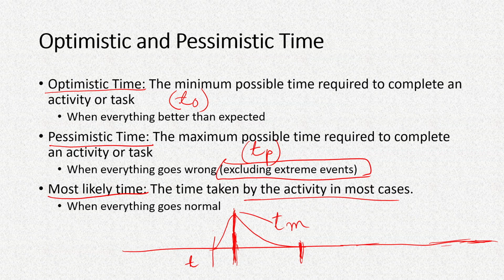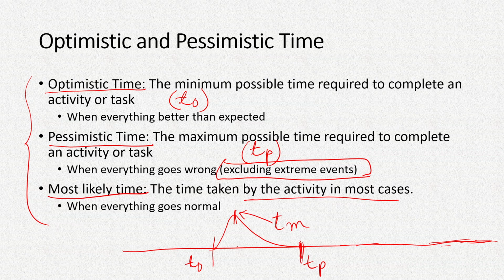So this is T optimistic, this is T pessimistic, and this is T most likely, not expected. The expected part we are going to discuss in the next slide. So these are the basic definitions of these time estimates.